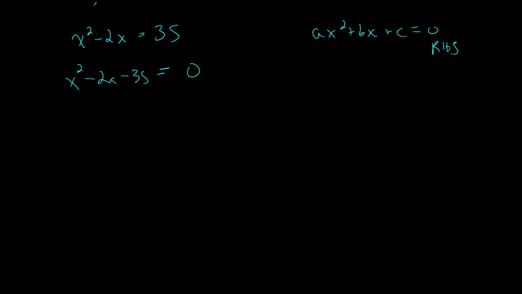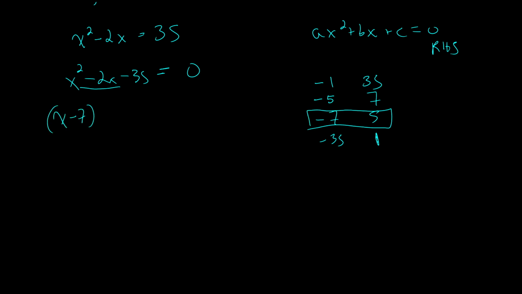And so it'd be nice if I had two factors here. So I noticed my factors of negative 35. So negative 1 and 35. Negative 5 and 7. Negative 7 and 5. Negative 35 and 1. And I need the two that add up to negative 2, which are these two. And so I have x minus 7 times x plus 5 equals 0.